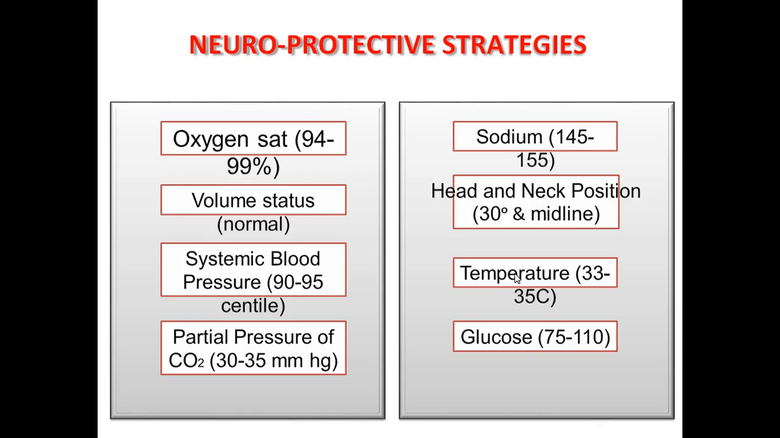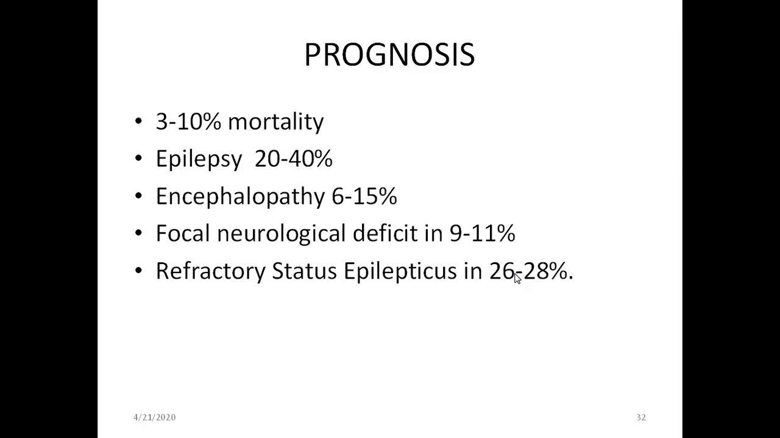Sodium should be maintained at a higher level. Head and neck position should be at 30 degrees. Why? Because it increases cerebral venous drainage and reduces the chances of raised ICP. And temperature should be 33 to 35 degrees centigrade. Glucose should be at a normoglycemic level, not hyperglycemia, not hypoglycemia.